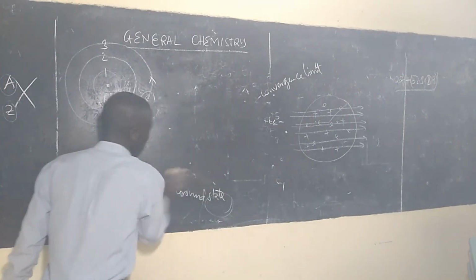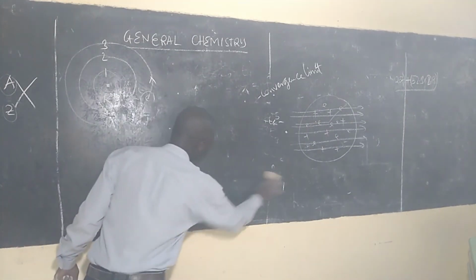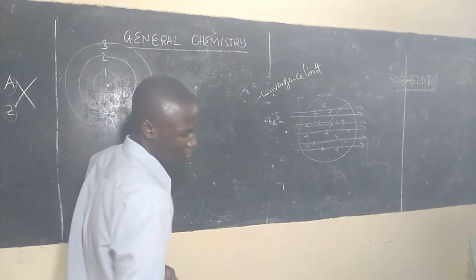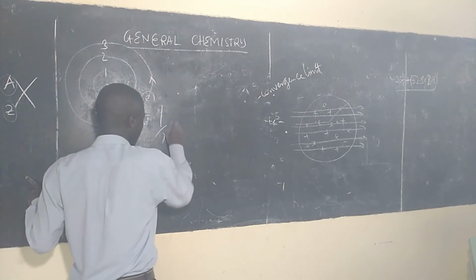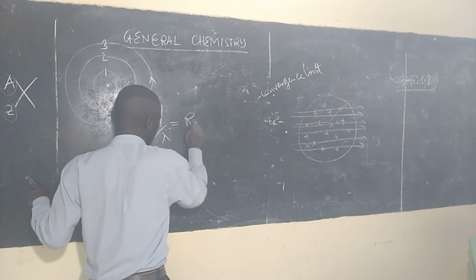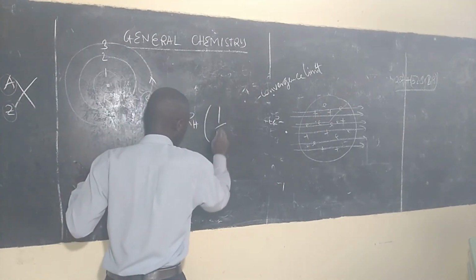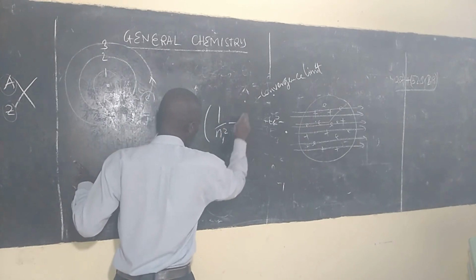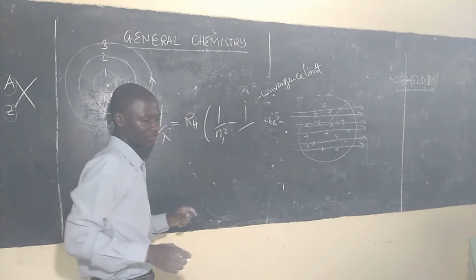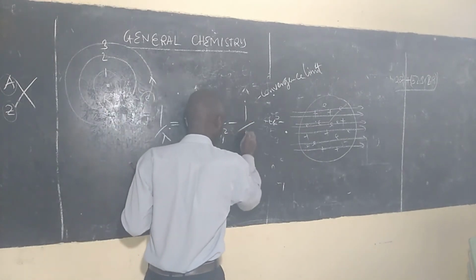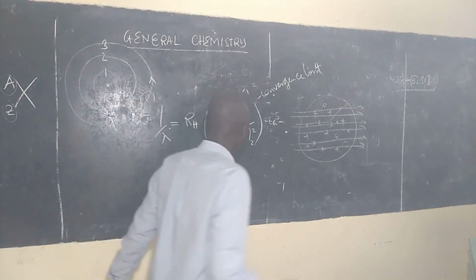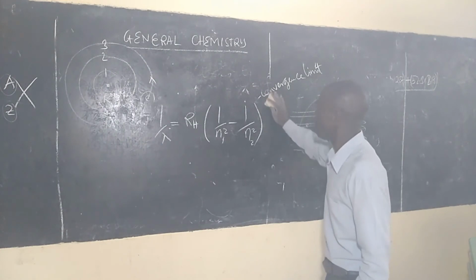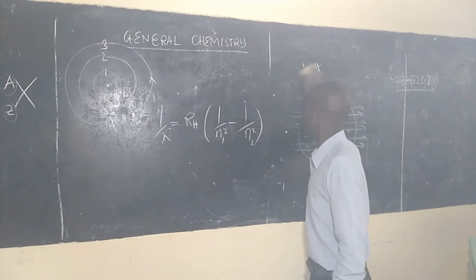Bohr alifanikiwa vitu vingi sana. Kwanza hapa tunasema aliweza kuelezea hii formula: 1 divided by wavelength ni sawa na RH, then 1 divided by 1 square minus 1 divided by 2 square. Aliweza kuelezea hii formula. Sio tu aliweza kuelezea, aliderive hii formula.